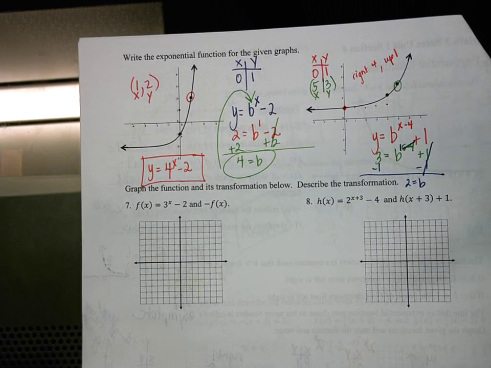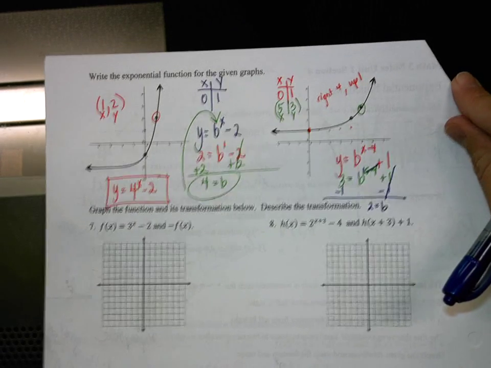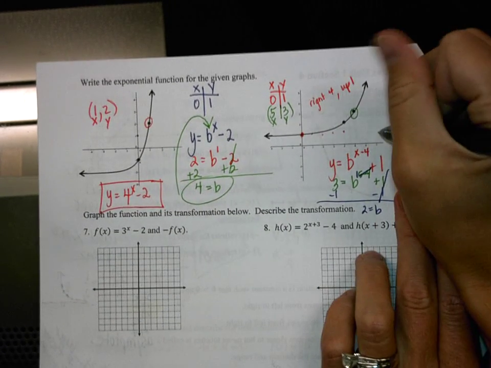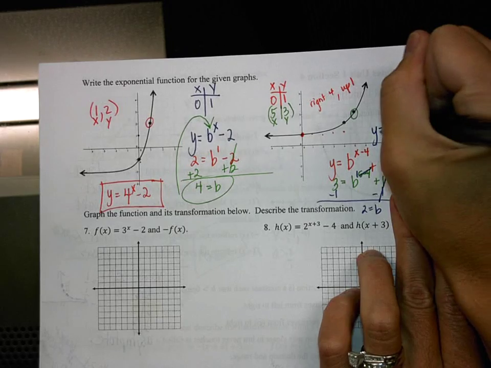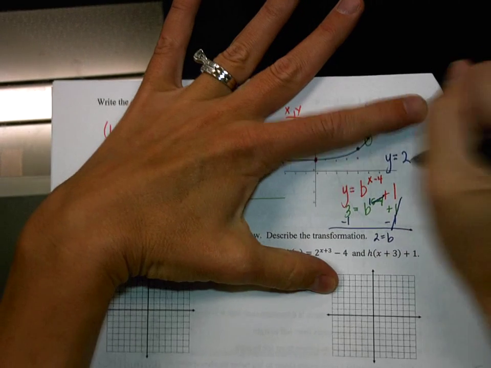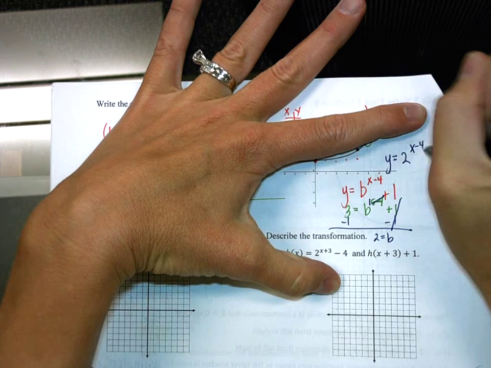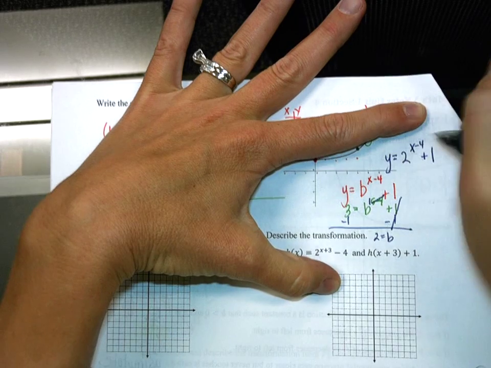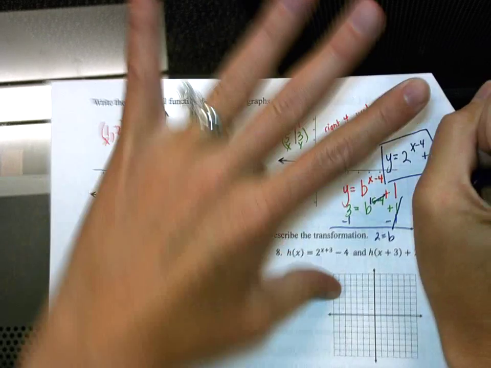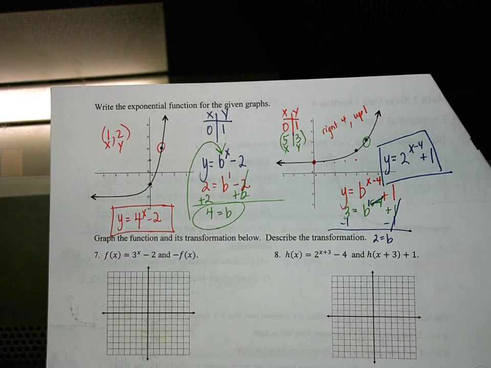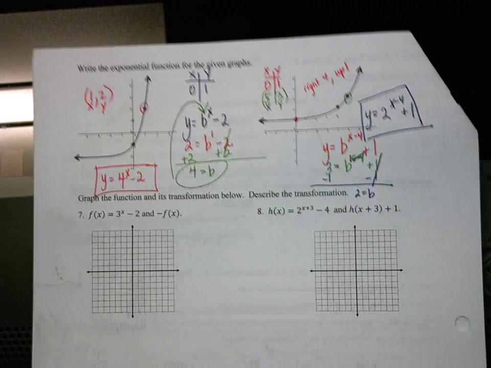So now we can write our equation. And how will I write it? y equals 2 to the x minus 4 plus 1. That's it. y equals 2 to the x minus 4 plus 1. And that's our function. Instead of writing y, I could also write f of x, right? Either way. Okay, do we have questions here?